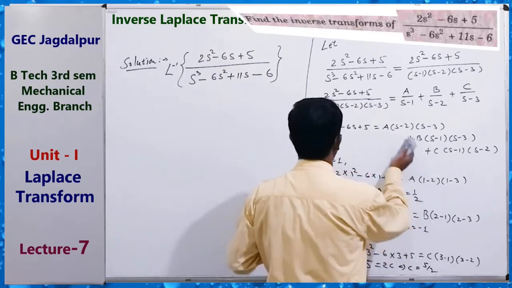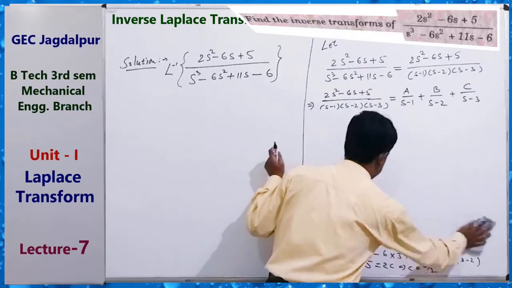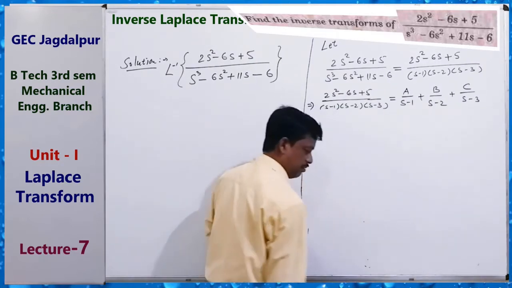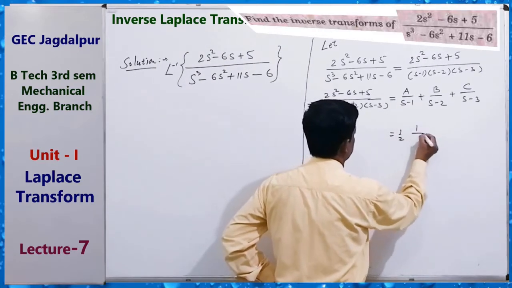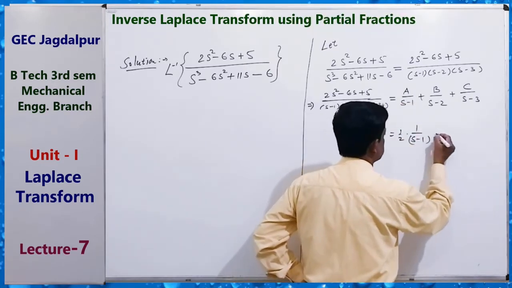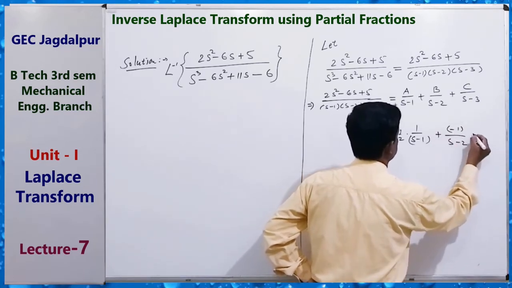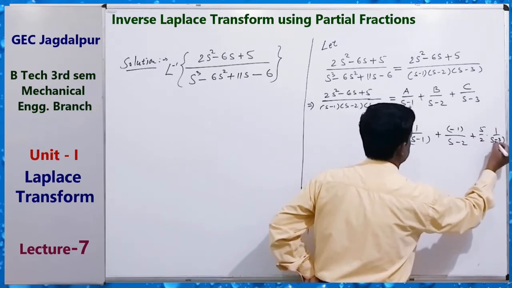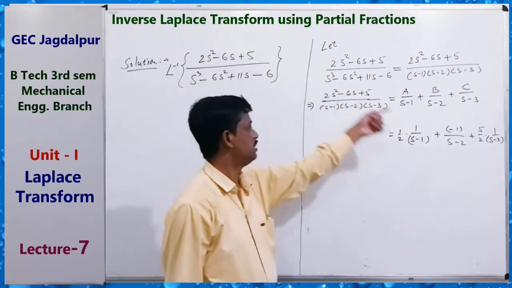So finally we have to put the values of a, b, c here. A means 1 by 2 into 1 upon s minus 1. B equals minus 1, so plus minus 1 upon s minus 2, plus c equals 5 by 2 into 1 upon s minus 3. So this is the partial fraction. That means the given expression can be written like this.